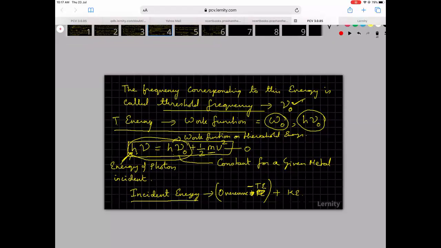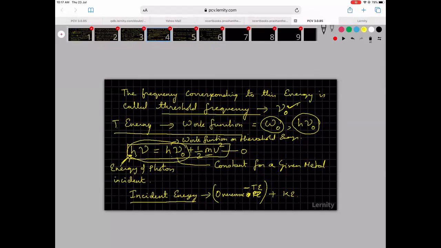I'm again telling you that the incident energy should be such that it overcomes the total energy of the electron. This is as per the law of conservation of energy. According to the law of conservation of energy, which you have learnt in your lower classes, energy can neither be created nor destroyed.